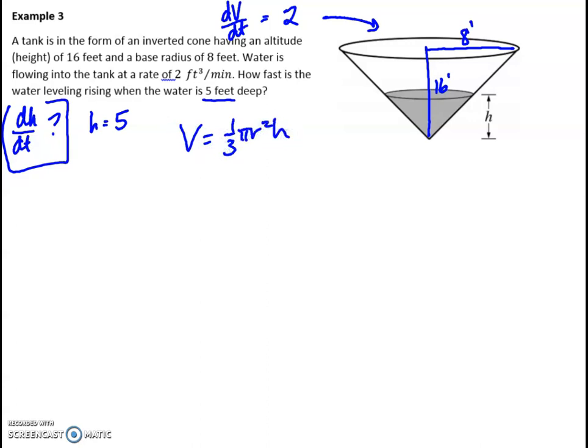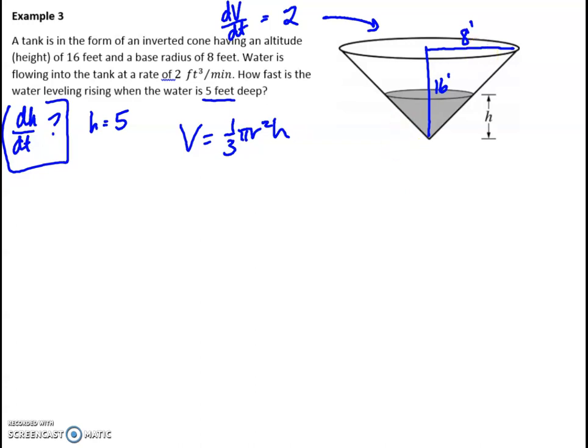You should know that. Okay, but here's the issue, guys. If I'm about to take the derivative of both sides, the left side's fine. The derivative would be dV/dt. But if I go to take the derivative here, because I have two variables, r and h, I'm going to have to use product rule. And that's going to introduce a dr/dt, which I don't want or have. So with a cone, there's a very cool thing that you can do.